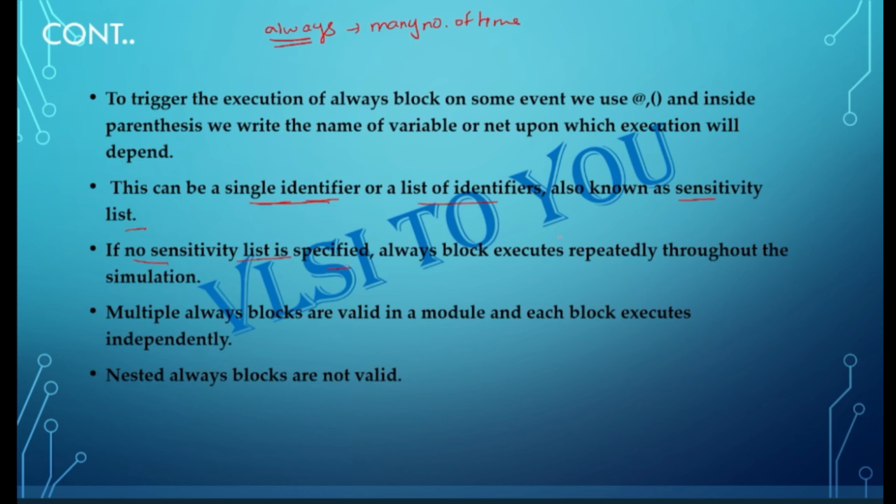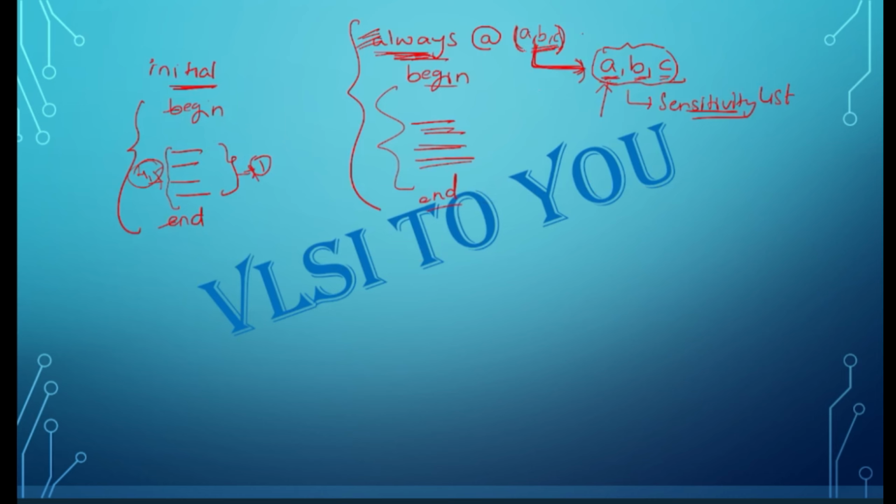If there is no sensitivity list, then the execution will be done continuously. The always block executes repeatedly. Why? Because it is always and there is no limitation for that. Here, if I mention a b c, and you are taking variables like a b c d e f, but within your always block you have taken only three variables a b c, any change in these three values will only trigger your always block, and any change in the remaining d e f doesn't affect this always block.